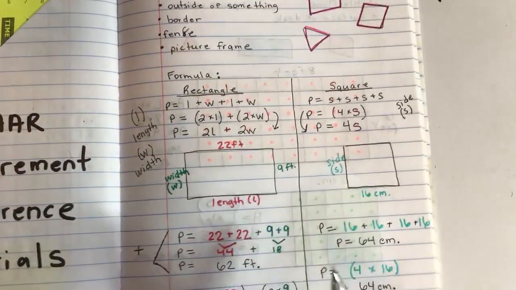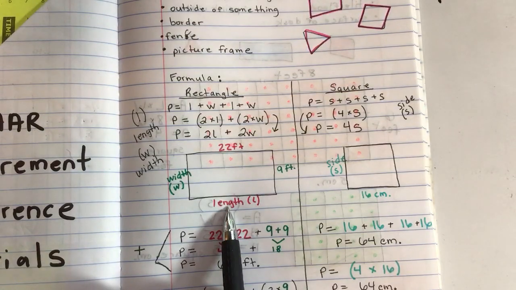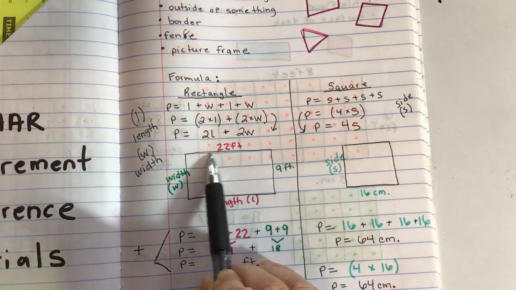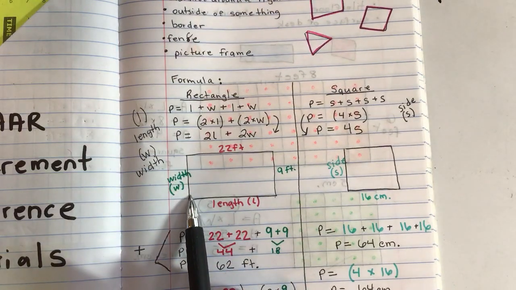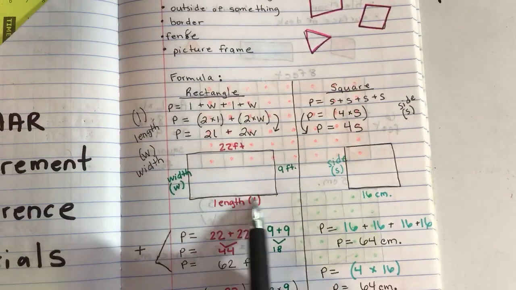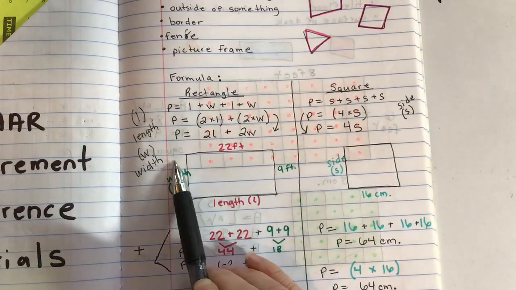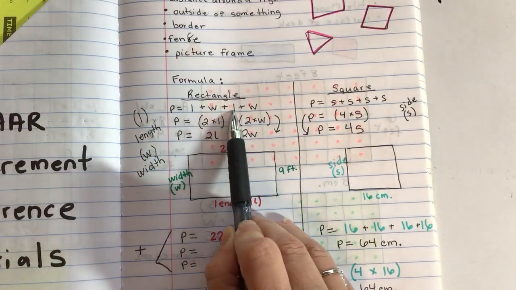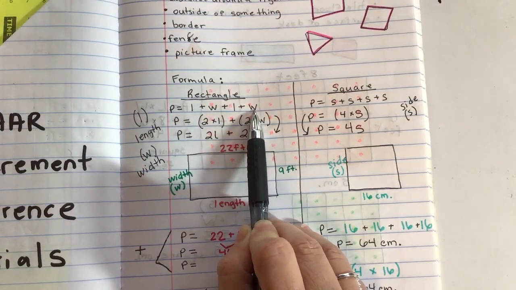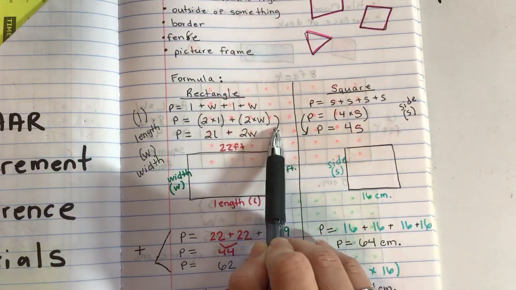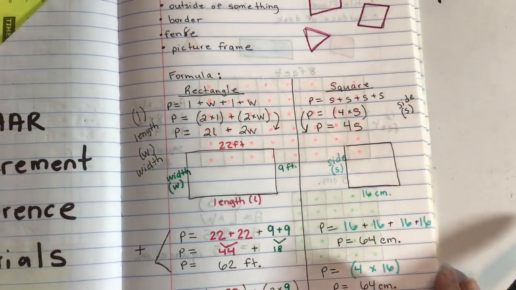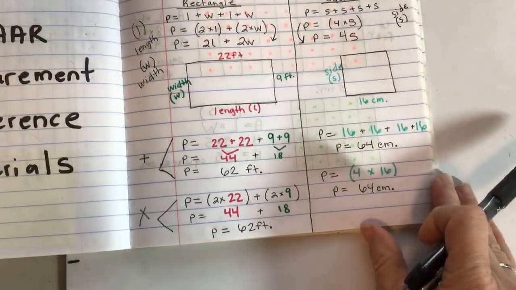When you're looking at the perimeter of a rectangle, you are looking at this side plus this side plus this side plus this side. There's a couple of ways you can look at that. You can do length plus width plus length plus width, or you could do 2 times the length and 2 times the width, which looks like this, 2L and 2W. And we did a couple of different examples with this one.